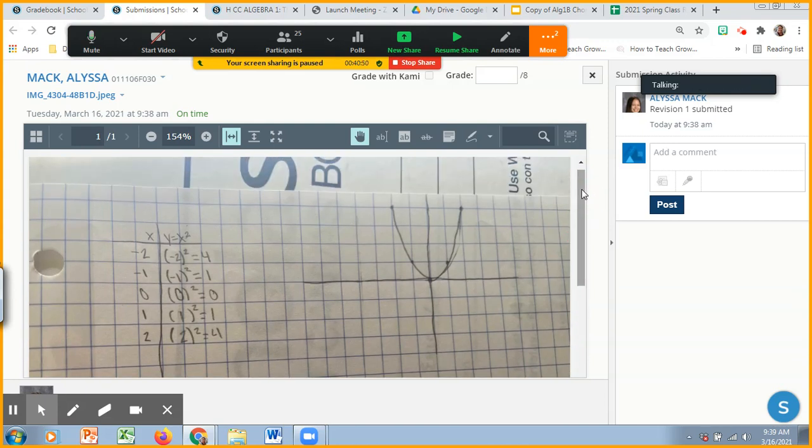Okay, so thank you for showing how you plugged in the values. That's very, very helpful. All right, and then look at the graph. You made it perfect. My gosh, mine will be like a very rough sketch.